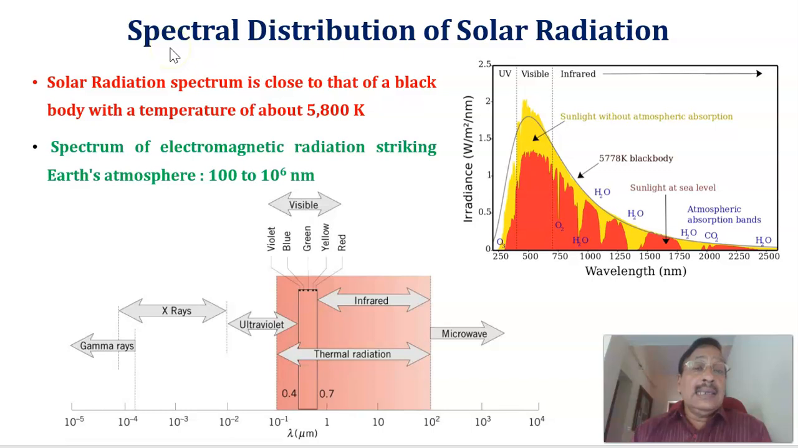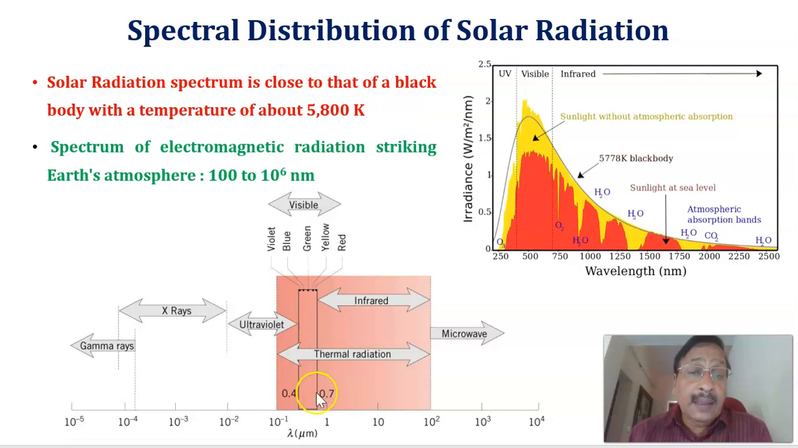Now let us analyze one more topic, the spectral distribution of solar radiation. Solar radiation consists of different radiation having different wavelengths, shown in this picture. Here, this is the visible region, and this is the ultraviolet region. This is the infrared region, then X-rays, gamma rays, microwave, etc. These are shown at different wavelengths of the spectrum.